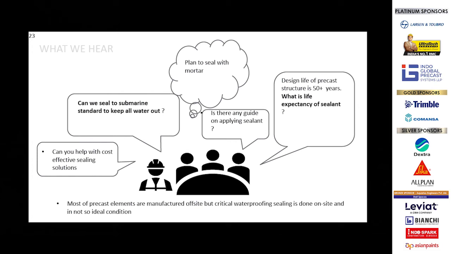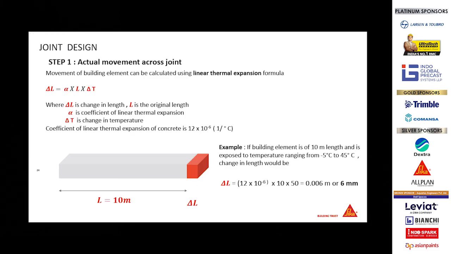The point is, most of the precast elements are manufactured off-site, but the critical job of sealing the precast joint is done on-site, and then the quality of work takes the backseat. Now, first of all, we need to know what the minimum joint width should be. In the previous session, most of the speakers elaborated that we need to minimize the joints, or eliminate them, because that is the weakest link through which water ingress or leakage happens in structures.